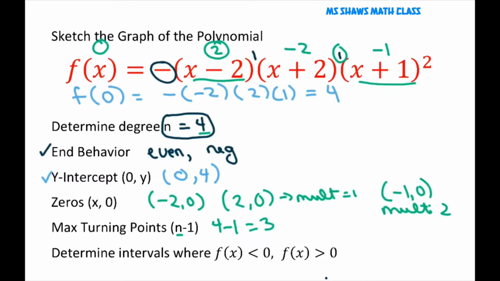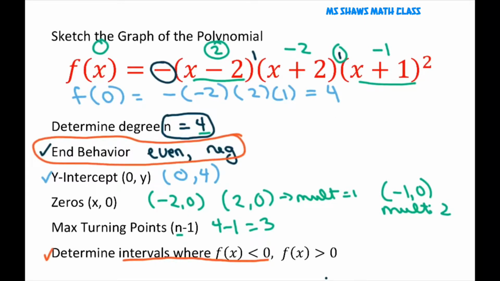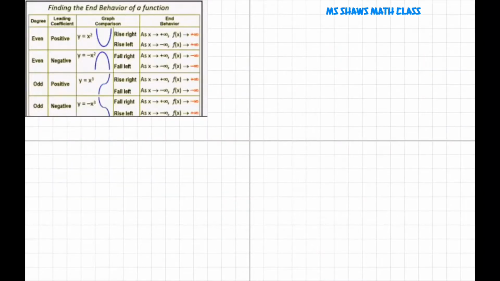And this last piece, determine the intervals where f of x is negative and where f of x is positive. We'll do that after we graph. So right now, let's talk about the end behavior. What we need to know is that the degree is even, and we have a negative lead coefficient. So even, negative, that's this part right in here.